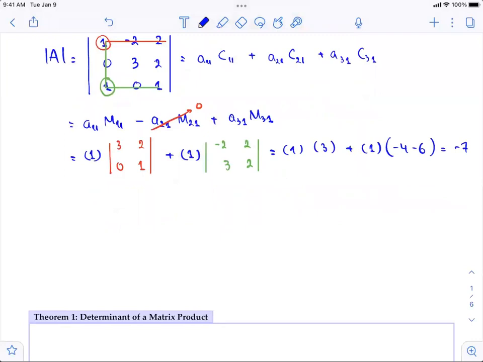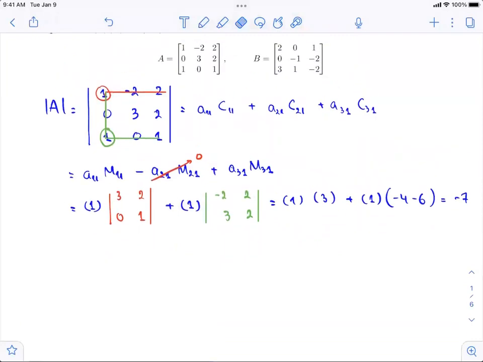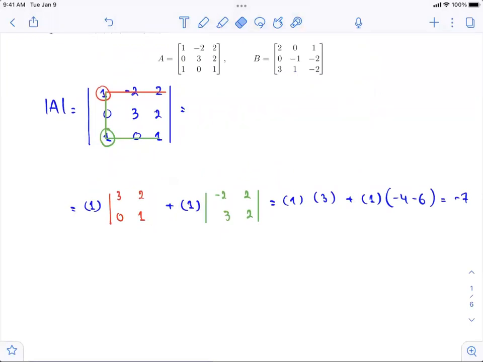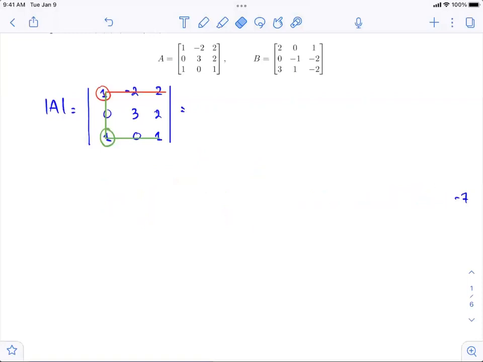Now for the determinant of B, let me just write down the result only and get rid of these calculations. So -7 is the answer for the determinant of A. Now for the determinant of B, you want to calculate 2, 0, 1, 0, -1, -2, 3, 1, -2. All right.